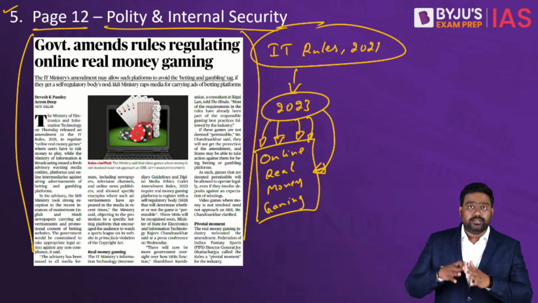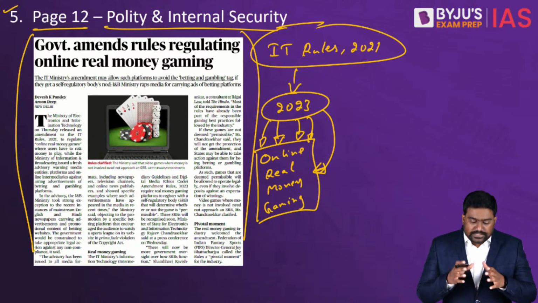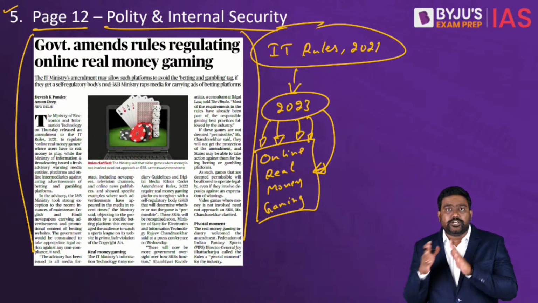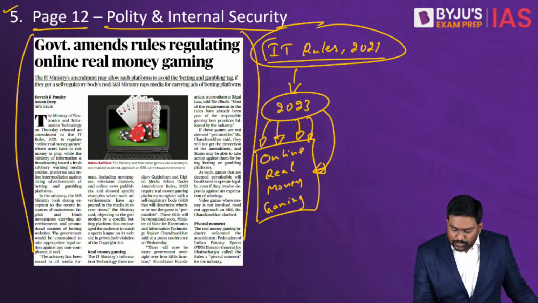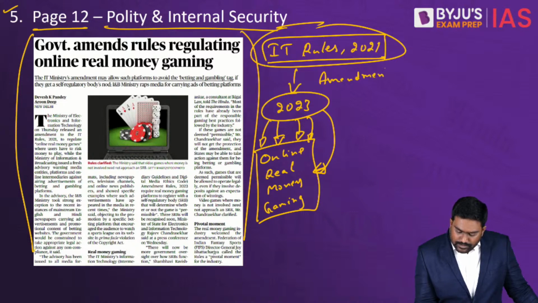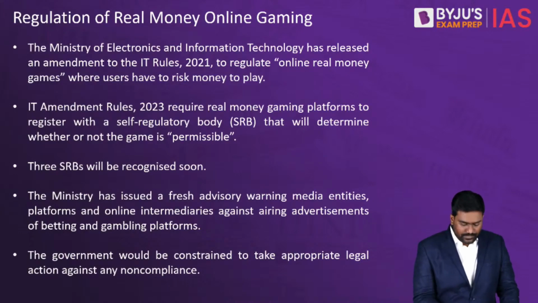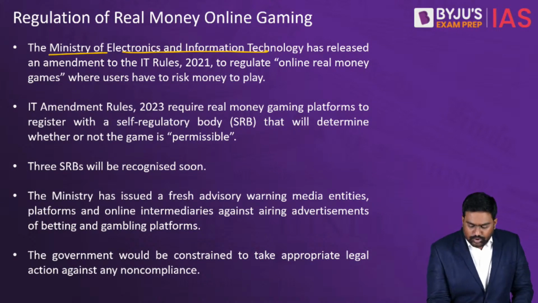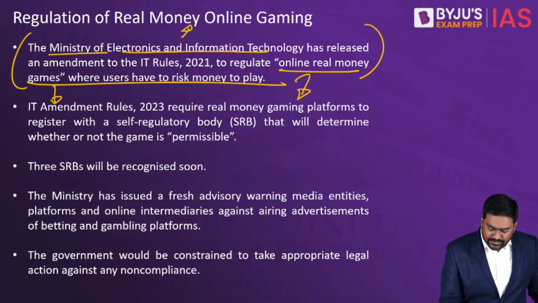So to regulate the online gaming industry, especially where real money is involved, the government was looking at bringing out a set of regulations. Now finally, under the IT Rules of 2021, an amendment has been added which provides for regulation of this critical industry. Is that clear? The Ministry of Electronics and IT, which is the nodal ministry, has notified that online real money games will be regulated.